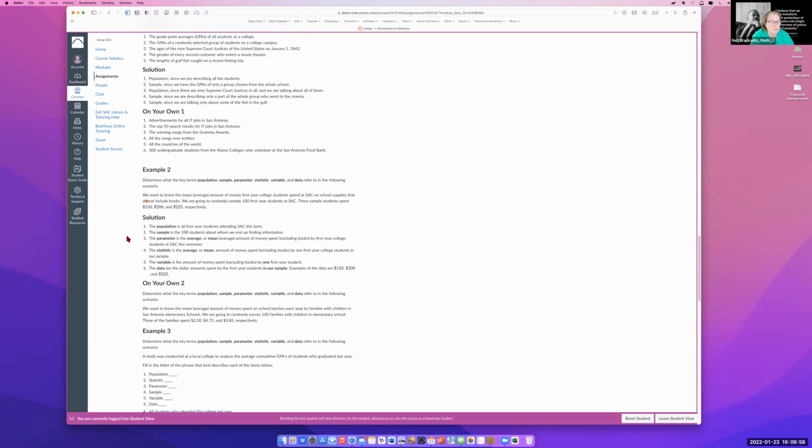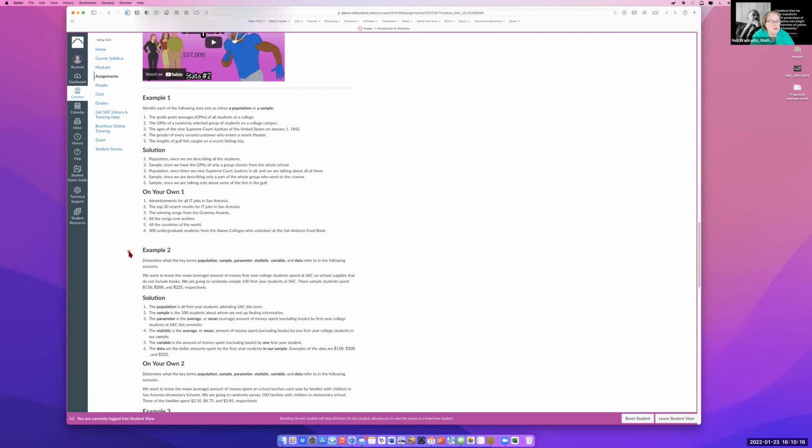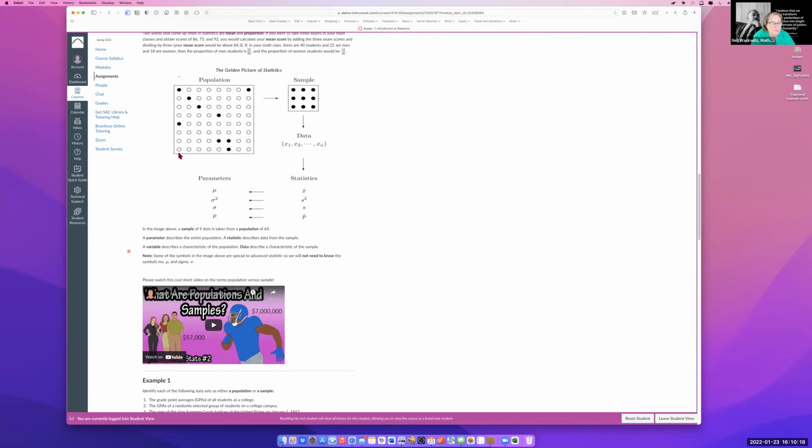Let's go do one more. So the second example, we want to identify not just population and sample, we want to identify the population, the sample, the parameter, the statistic, the variable, and the data. Which item is which? And let's go back and remember. A parameter describes the entire population. A statistic describes the sample. A variable describes a characteristic of the population.